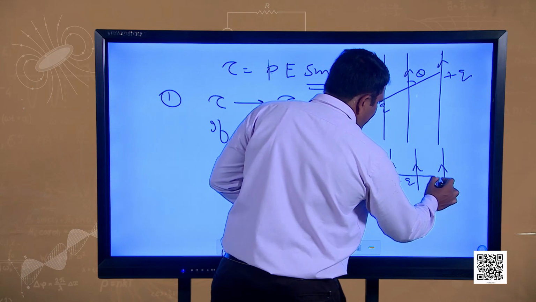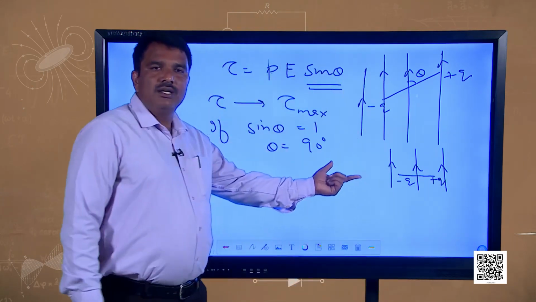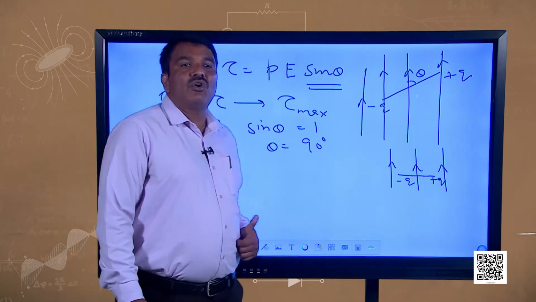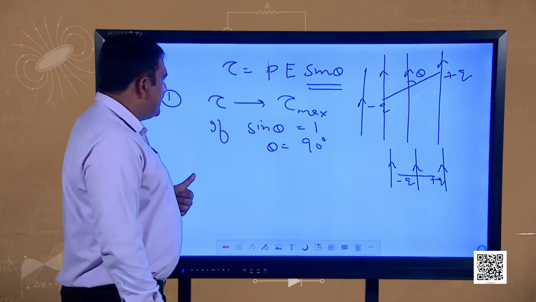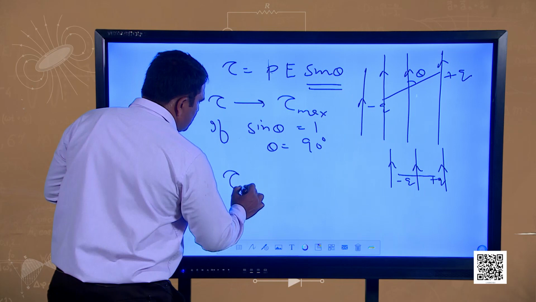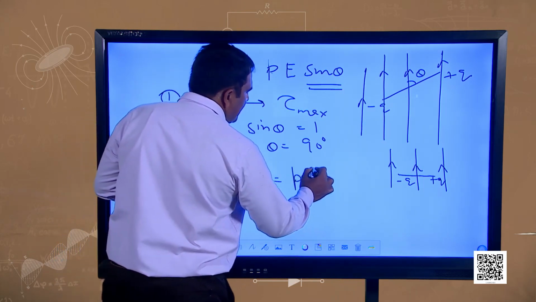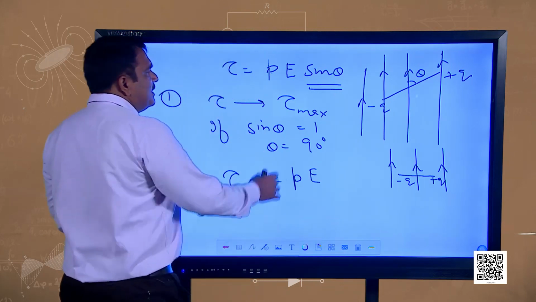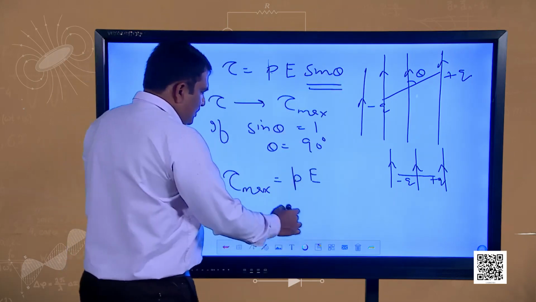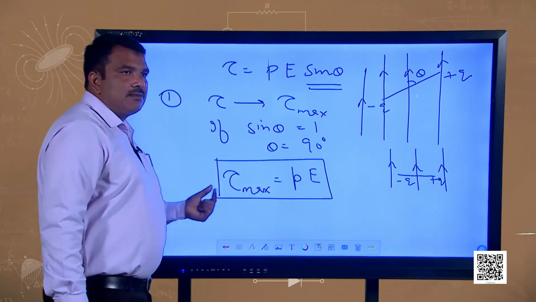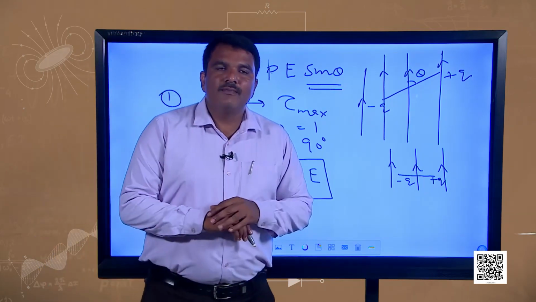So, this should be the orientation of the dipole for it to experience maximum torque, and the value of that maximum torque will be tau max = PE multiplied by sin 90, that is 1. So, this will be the value of maximum torque on the dipole.